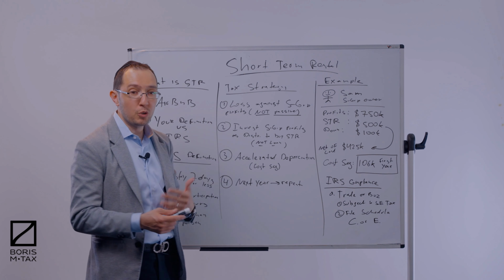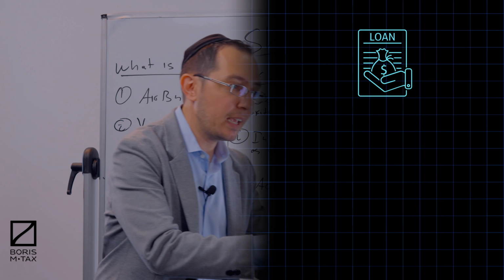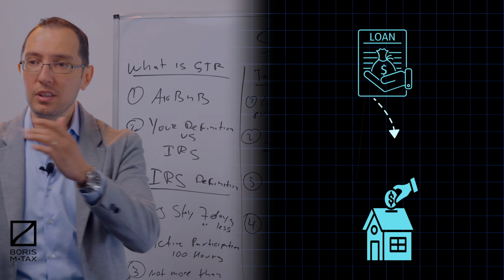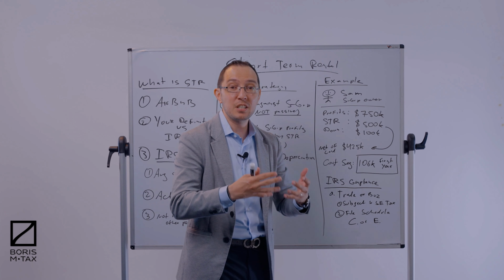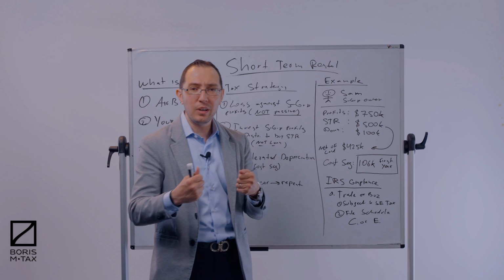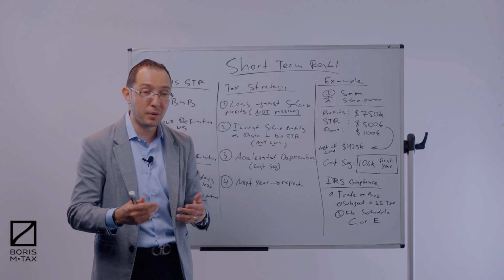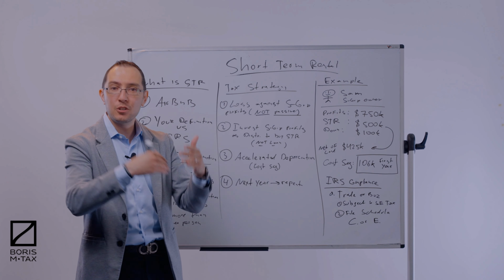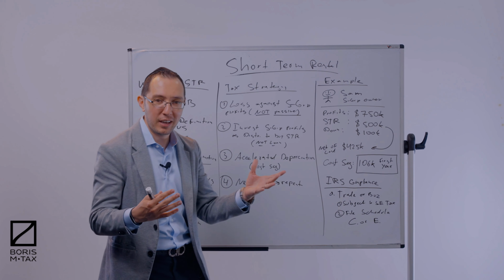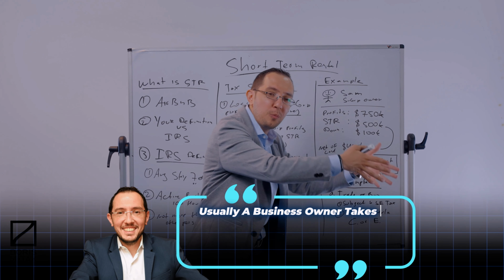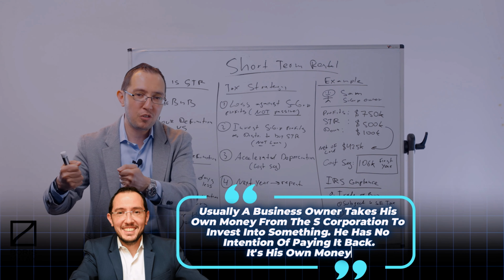One example of what they do, which is for the most part incorrect, is they take the money out as a loan to invest in real estate. That could be a short-term rental, a commercial property, or residential property. It doesn't matter. Now, when the loan is taken out, it's very easily recorded by the tax preparer and your bookkeeper as, hey, loan to, and so forth. But you never have an intention, so to speak, to pay the loan back, right? Usually a business owner takes his own money from the S-corporation to invest into something. He has no intention of paying it back.